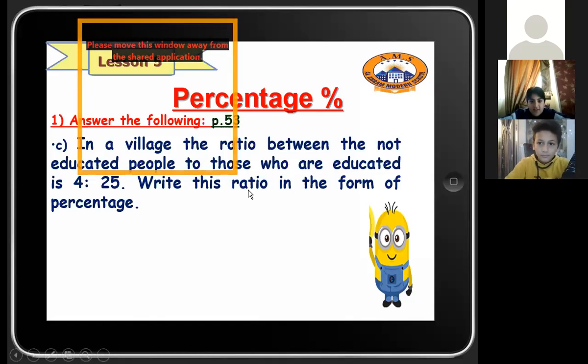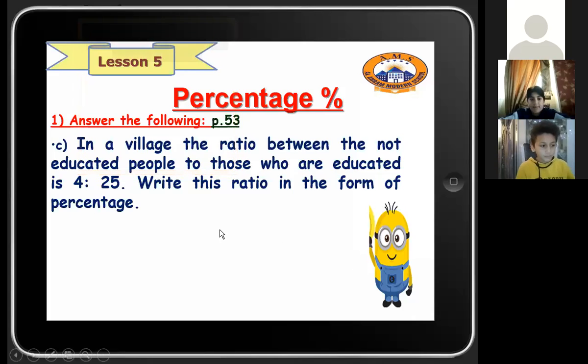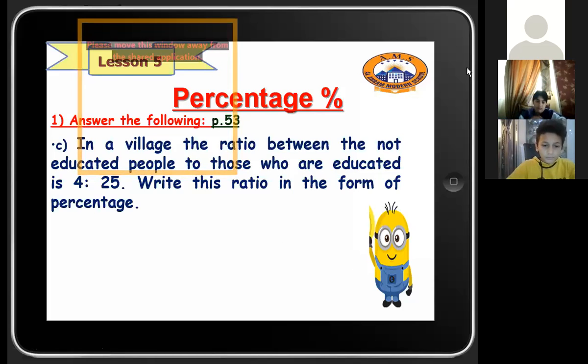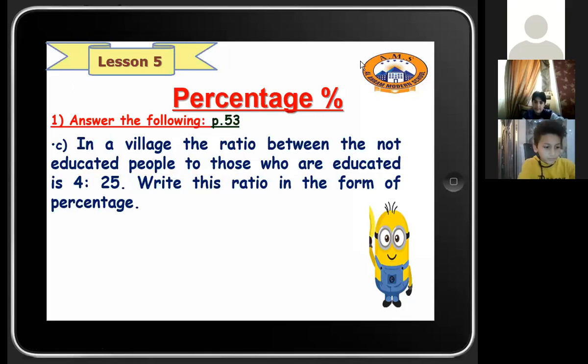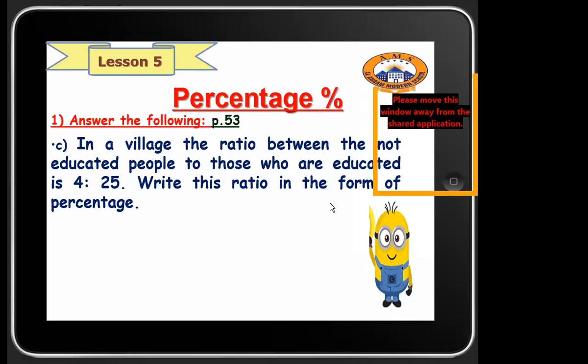Now let's start, and please just listen to me, okay? The first exercise is on page 58. I want all of you to open your booklet to page 58. Exercise number C: in a village, the ratio between the not educated people to those who are educated is 4 to 25. Write the ratio in the form of a percentage. As we studied before, to change a fraction, a decimal or a ratio to a percentage, all you have to do is multiply it by 100.